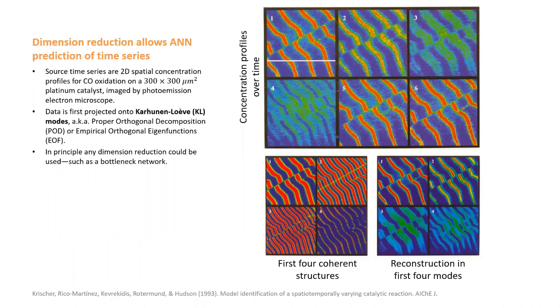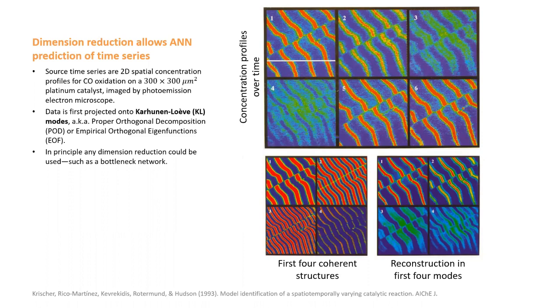So this is maybe 500 by 500 microns. Red is oxygen and blue is carbon monoxide. And as time goes on, the movie plays and you come back to yourself. And after another half period, you come back to yourself with a shift. This is a nice bifurcation with symmetry.